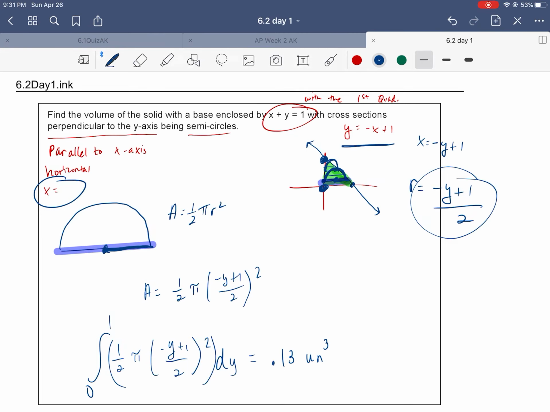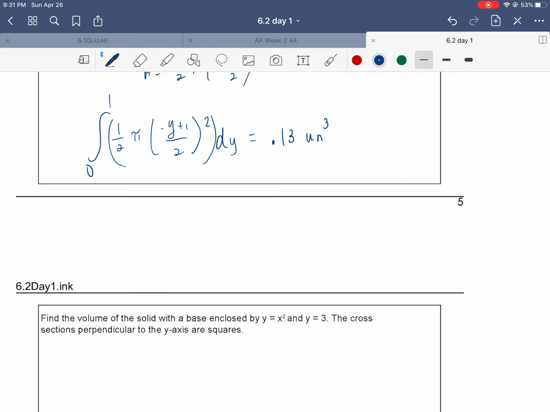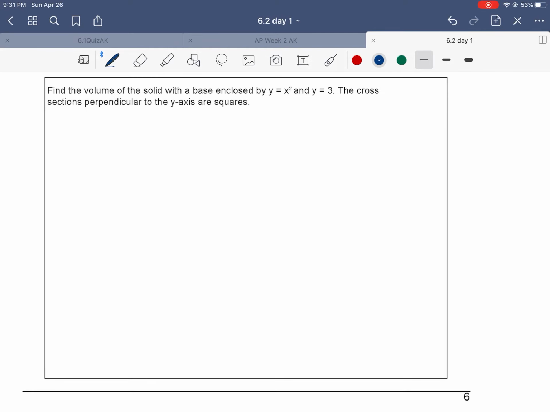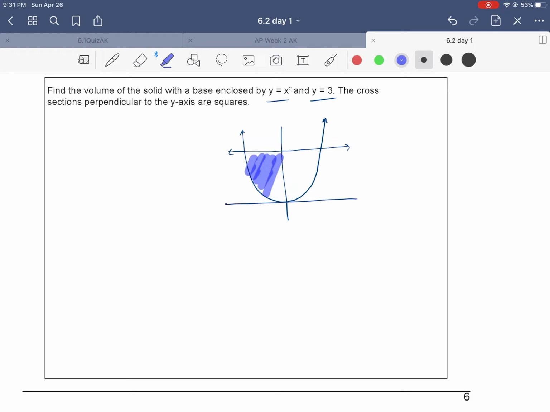Okay. Just one more example for today. Find the volume of the solid with a base enclosed by y equals x squared and y equals 3. Always start by drawing. Use your graphing calculator. You don't have to do these by hand. But drawing that two-dimensional graph, thinking about, okay, what is the base? What's the enclosed region? Maybe I need to find points of intersections. Maybe not. But key points on my graph.